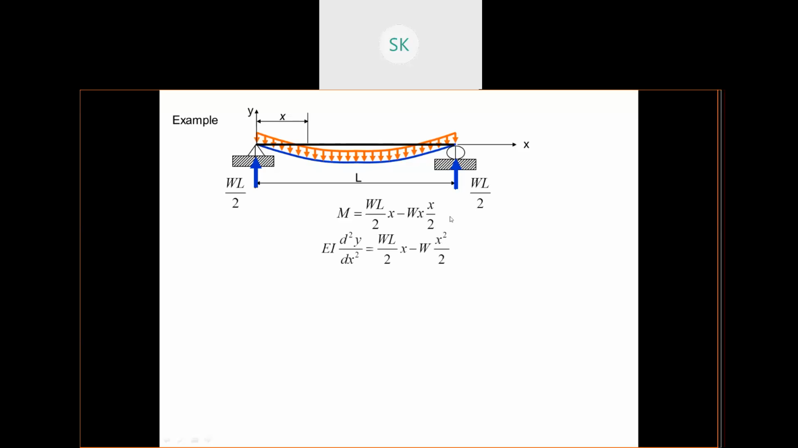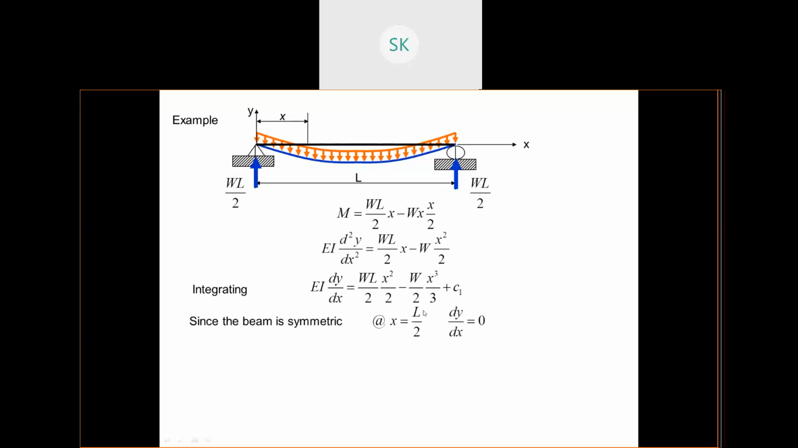So I've replaced this moment equation, which you will be able to find from the shear force and bending moment diagram. You don't need to draw the diagram, equations will be sufficient. So replace that moment in the deflection equation, then integrate this once. You'll get this equation. Since the beam is symmetric, x equals L by 2.